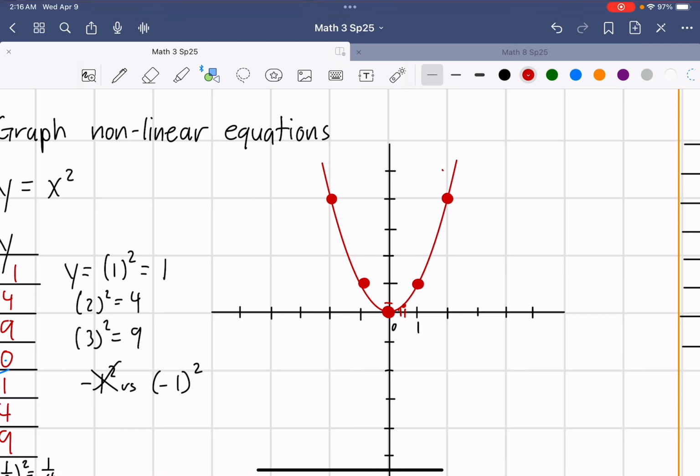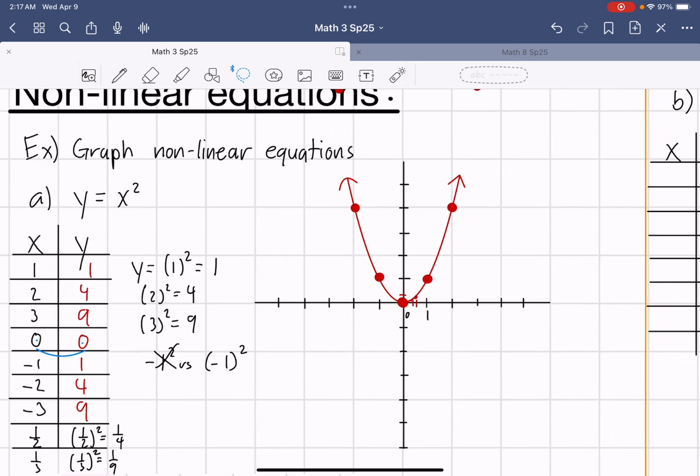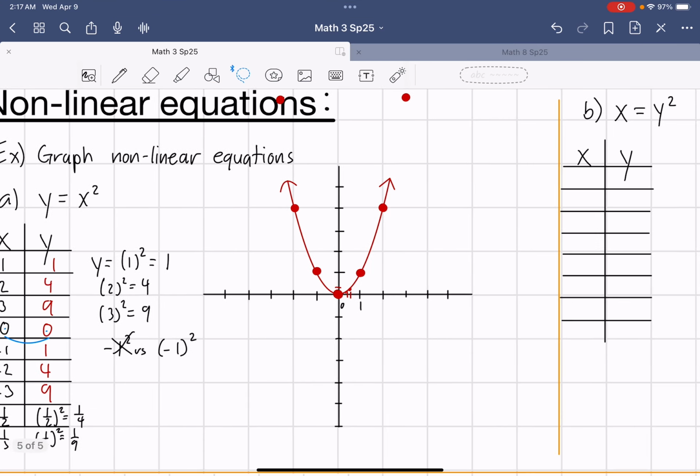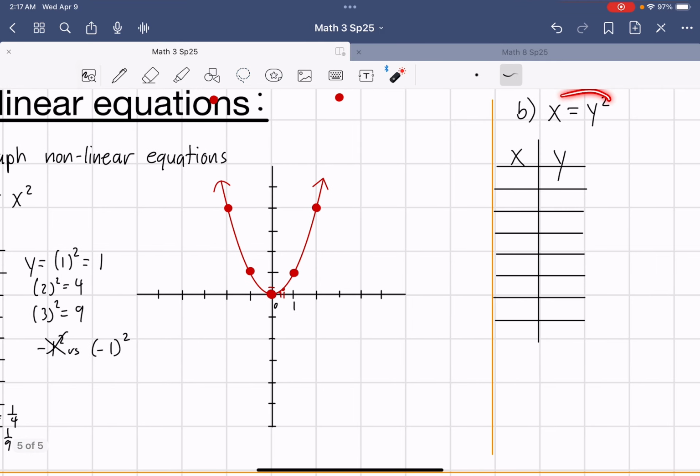So it starts by going outward and then starting to curve up. And the name of this graph is actually a parabola. And there's our first nonlinear function. Now here's our second one that looks very similar.